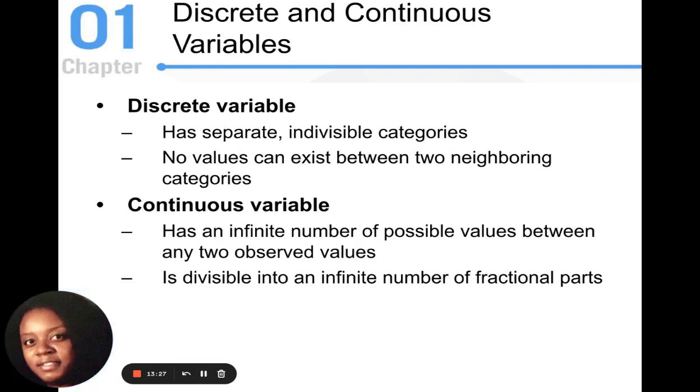A discrete variable is going to have separate, indivisible categories. There are no values that exist between those two neighboring categories, whereas a continuous variable has an infinite number of possible values between any two observed values. It's divisible into an infinite number of fractional parts.